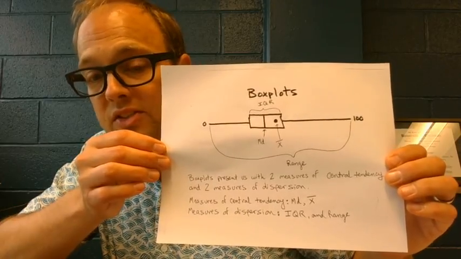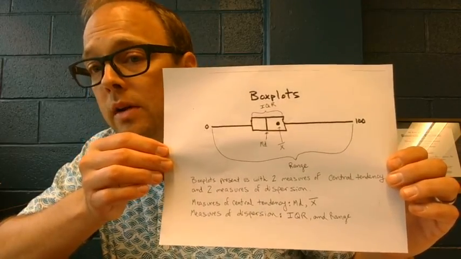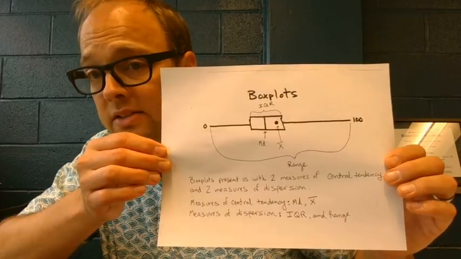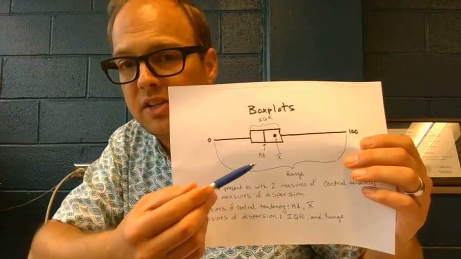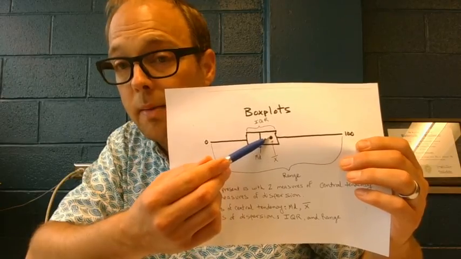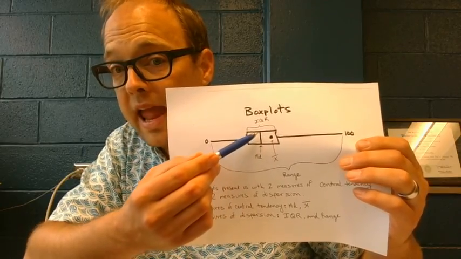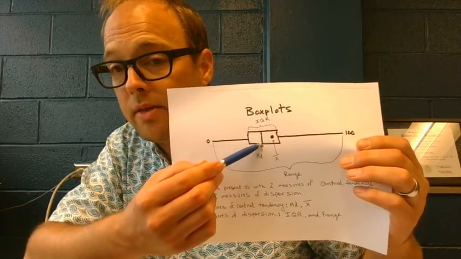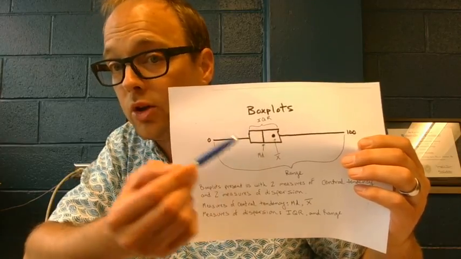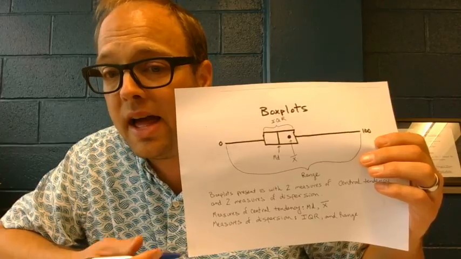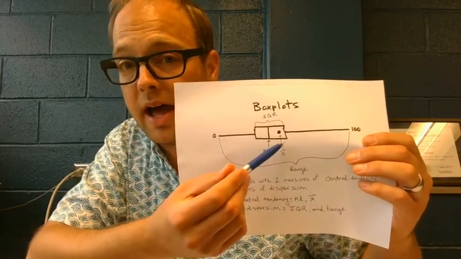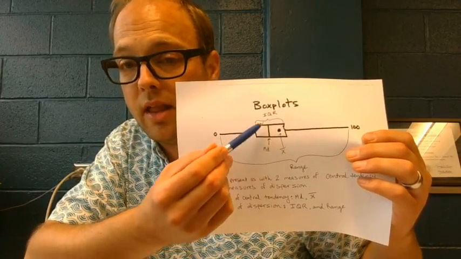So, for example, you can see that there are two measures of central tendency represented in a box plot, and those measures of central tendency are the mean, represented by the dot, and the median, represented by the middle vertical line. So there are two measures of central tendency in a box plot: the mean, the dot, and the median, the vertical line.